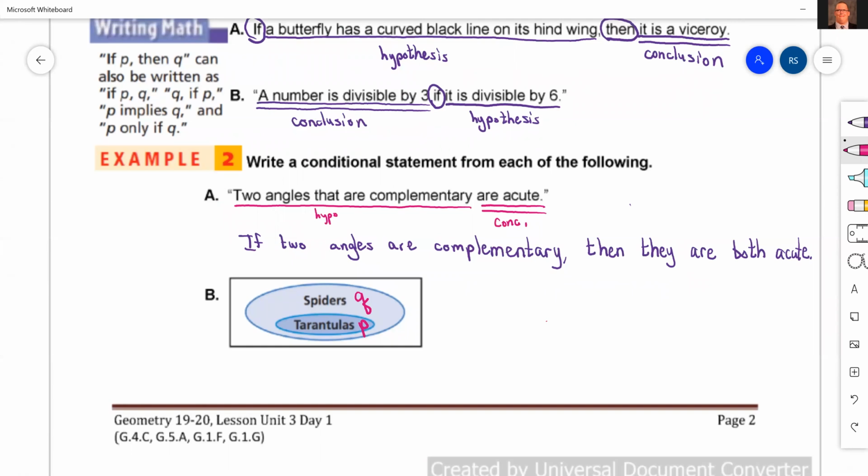So you can kind of fluff it out and make it a story. So let's say if you are holding a tarantula, then you are holding a spider.